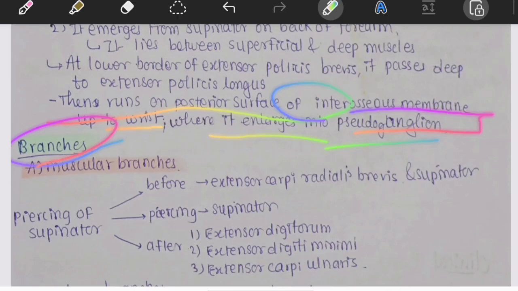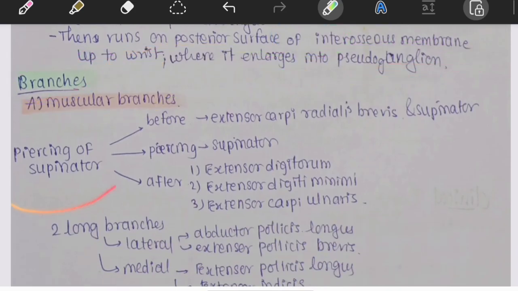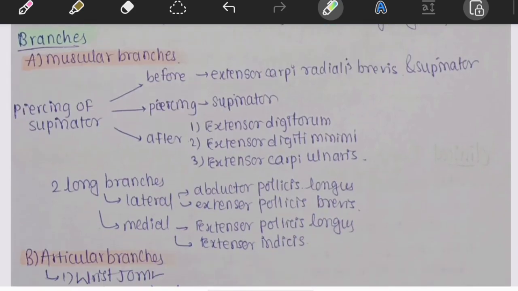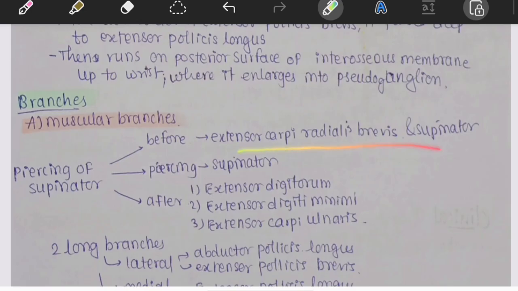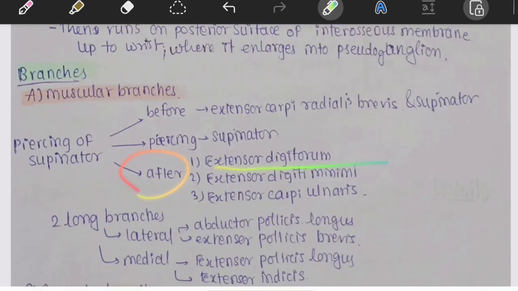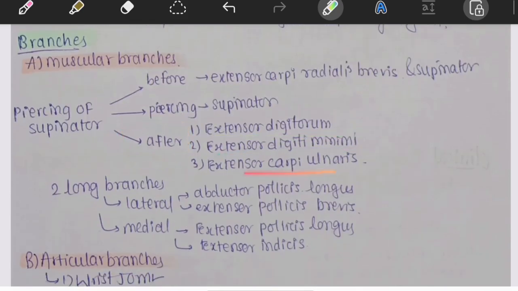Then its branches. Muscular branches: before piercing the supinator, branches to extensor carpi radialis brevis and the supinator; after the supinator, branches to extensor digitorum, extensor digiti minimi, and extensor carpi ulnaris. And two long branches are there, lateral and medial. The lateral gives to the abductor pollicis longus and extensor pollicis brevis, and the medial gives to the extensor pollicis longus and extensor indicis.